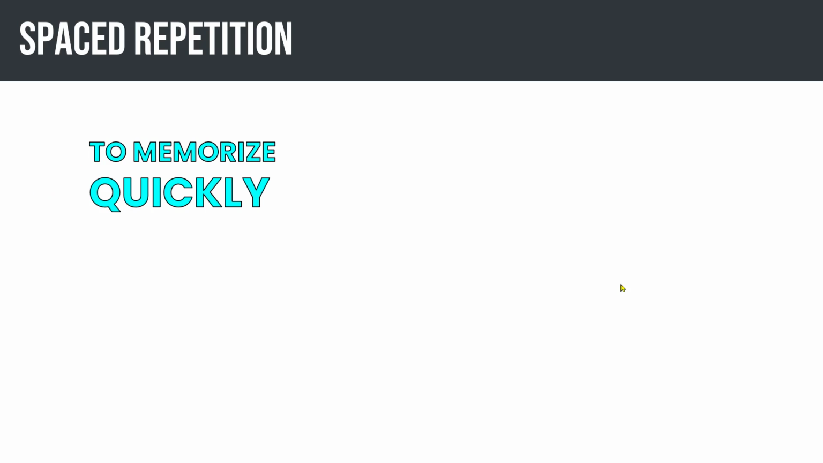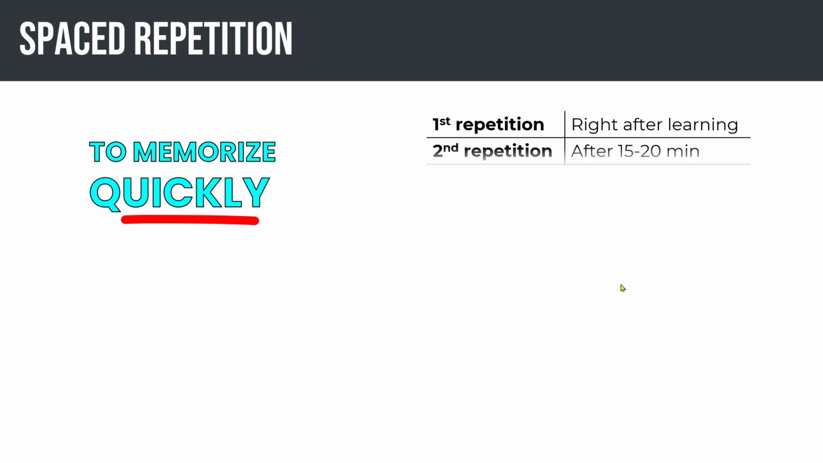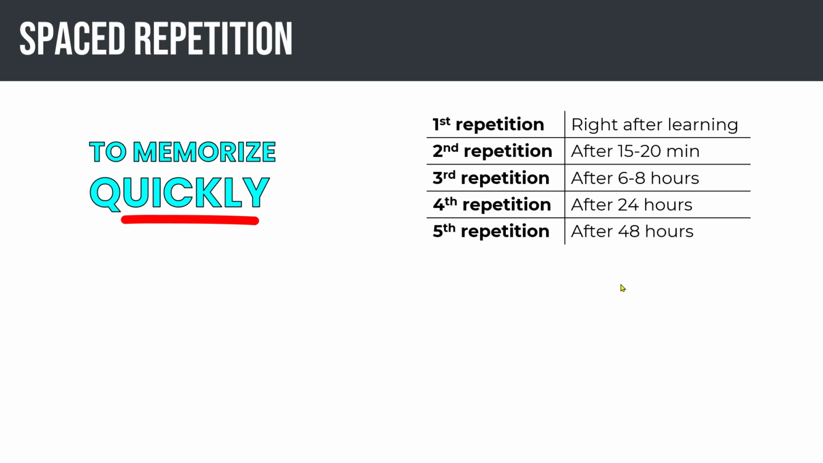So here it is. If you want to remember something quickly, your first 5 memorization passes would be right after learning, then 15 to 20 minutes, then 6 to 8 hours, then 24 hours, then 48 hours. So you're doing 5 passes in a single 2-day period.